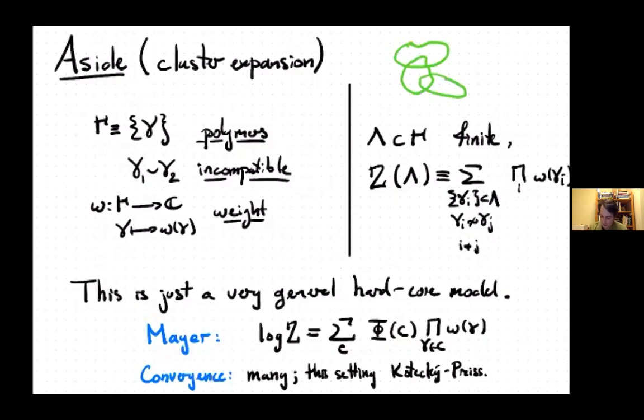So this series of Mayer is a formal series. So it's a formal computation of the logarithm. And to use it with error estimates, you need to know it is a convergent expansion. And there are many criteria for the convergence of this expansion and convergence of cluster expansions in general. But in this setting, there's a very nice result due to Kotecký and Preiss. That is what we end up using.